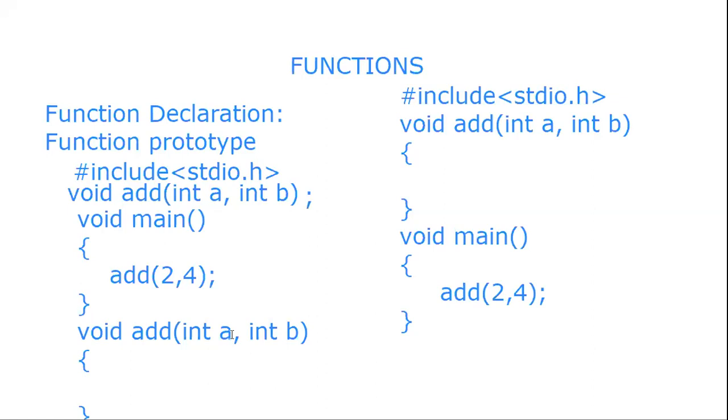You may ask, we have to include the function prototype here because the compiler should know how many functions are there in this program. If it is there before main, it is already there, visible.